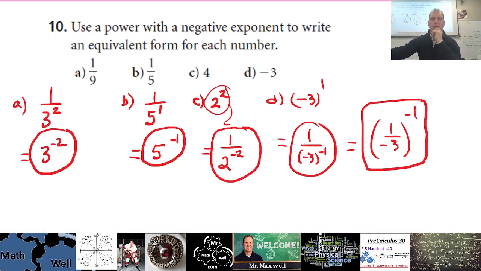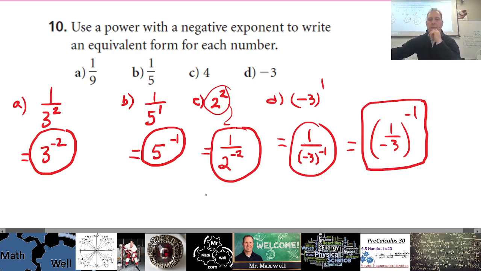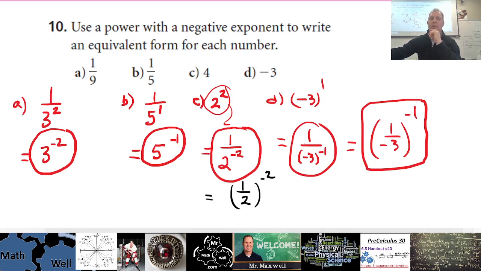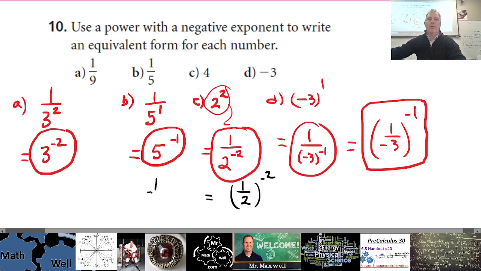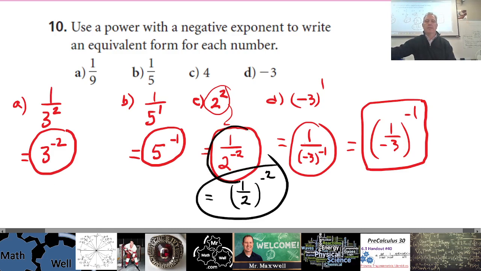Really, it works for all these other ones as well. So look at this one over here. See, I could write this as 1 over 2, all to the power of negative 2. That works as well. Don't worry about those ones. Yeah, that's fine. So, you see that? That's the same as this one.